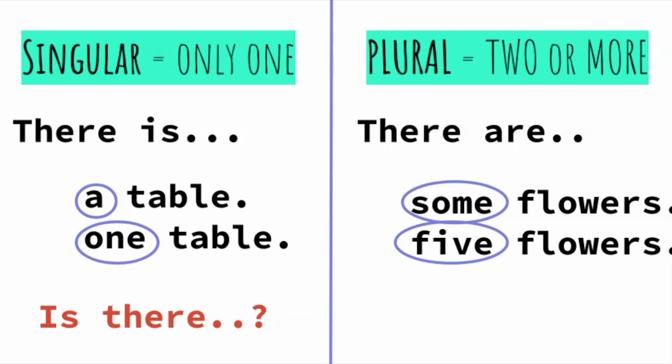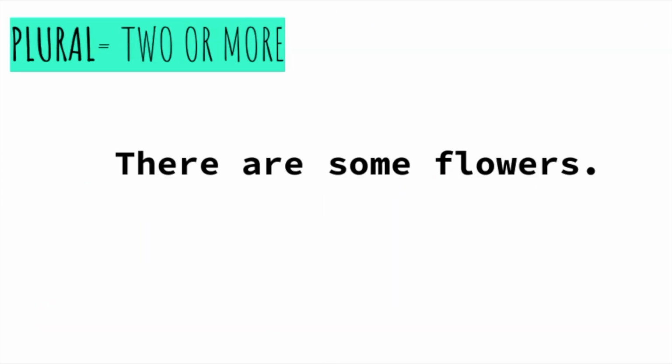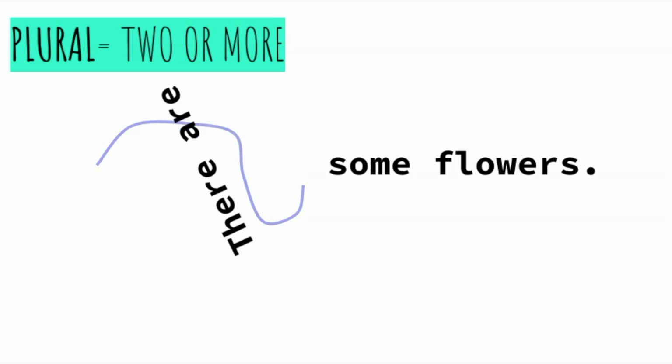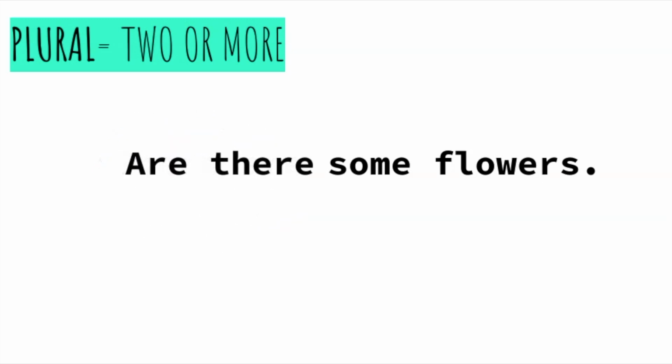Let's check it out. There are some flowers. We take the first two parts and we flip them. Are there? Are there some flowers? And always remember, you need that question mark. Now we're missing something. While this sounds okay, it's definitely more correct if we switch the word some to the word any. Are there any flowers?